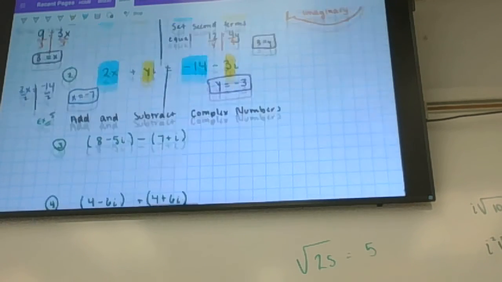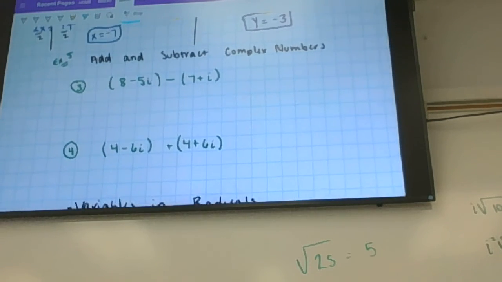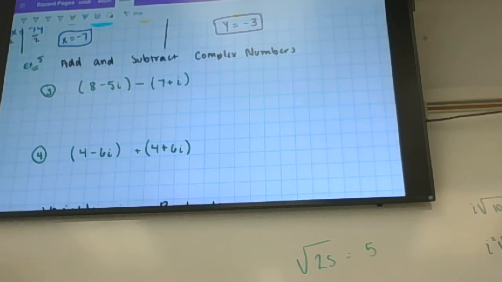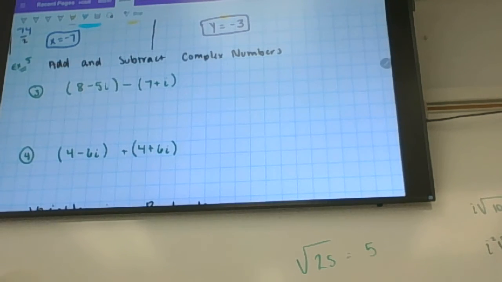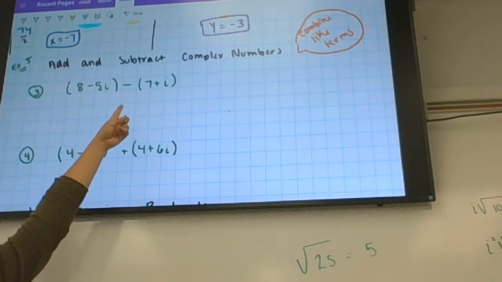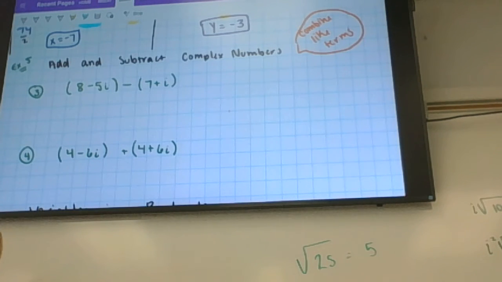So that's that concept. Last two things: adding and subtracting. This was example 5. I didn't go over it yesterday, but it was something I asked you to do out of the textbook. Adding and subtracting complex numbers is just combining like terms. You have to be careful when you're subtracting expressions. You have to distribute minus signs, so we'll start with that. It's like multiplying a -1 to the right there.